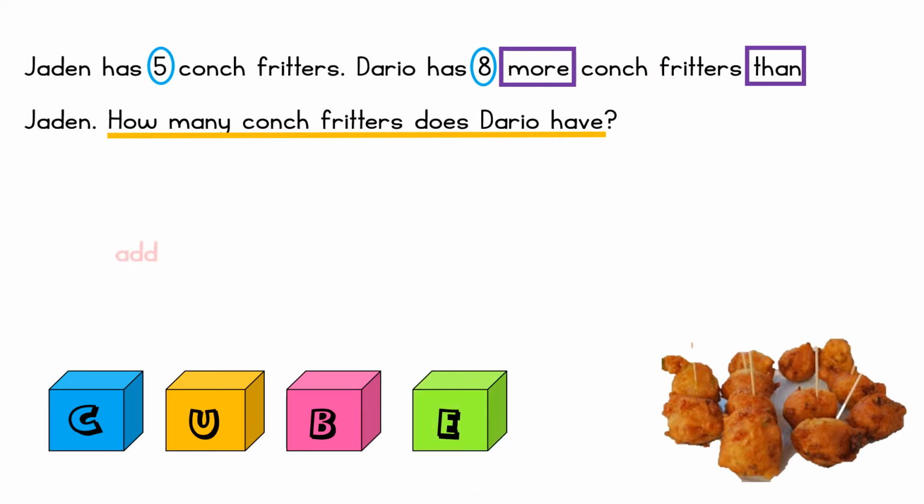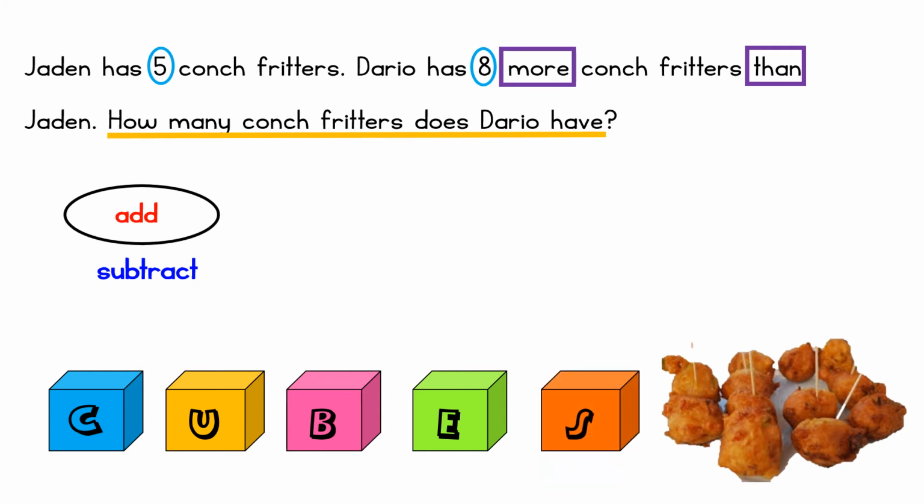Now I will evaluate. I think, am I going to add or subtract? I look at my numbers. So I have 2 numbers. The question, how many conch fritters does Dario have? He has more than Jaden. Jaden has 5. He has 8 more. So based on that, I'm going to add.